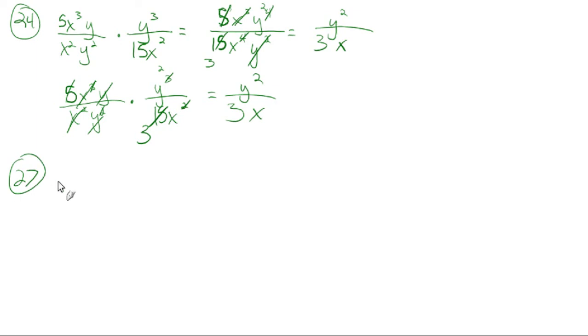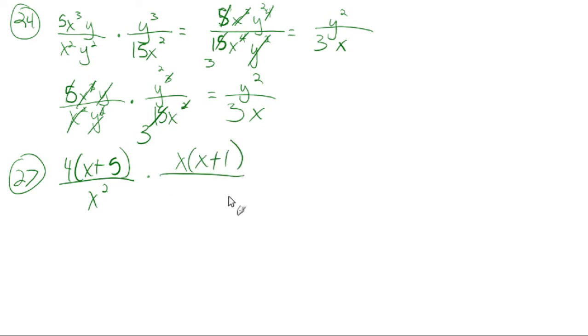Number 27. 4 times x plus 5, x squared, x times x plus 1 over 2 times x plus 5. Now, I know that a lot of students will be tempted to distribute this 4, distribute this x, distribute this 2, because it just feels like the thing to do. Just multiply it out. But remember, we can cancel common factors.